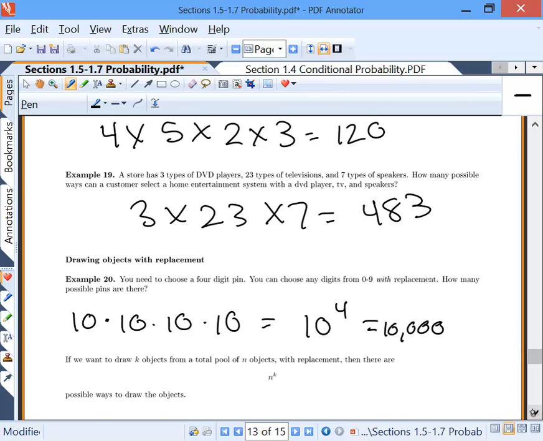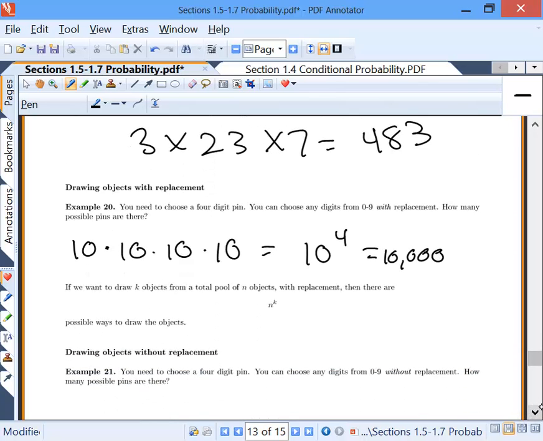That was with replacement, so we put each number back. And we can generalize that formula: if you ever want to draw k objects from your total pool of n, then there are n to the power of k ways. So we had 10 items in our pool. We wanted to draw 4 of them, so we had 10 to the power of 4 possible ways to draw it. You can memorize this formula, or you could just think through it each time like we did in the example.